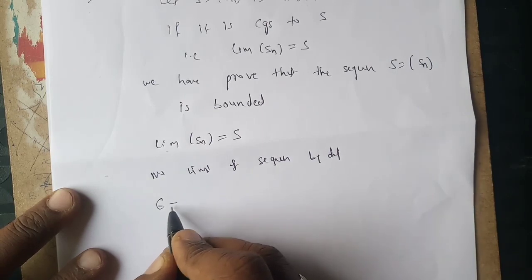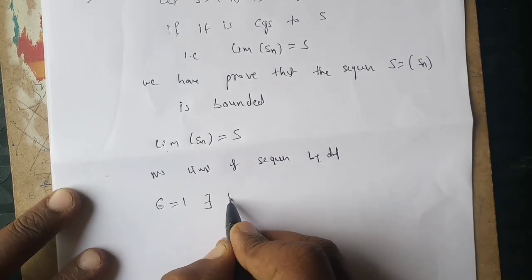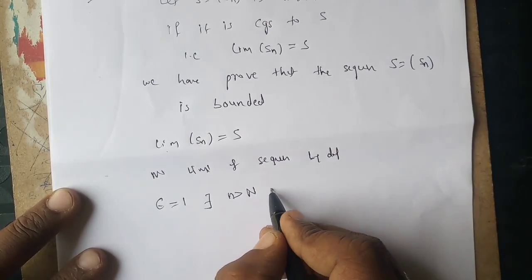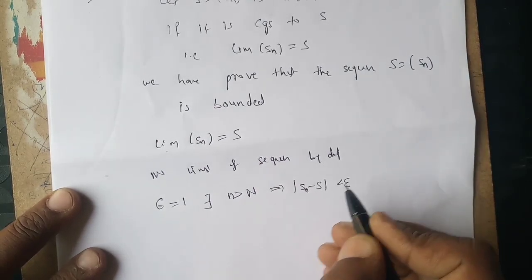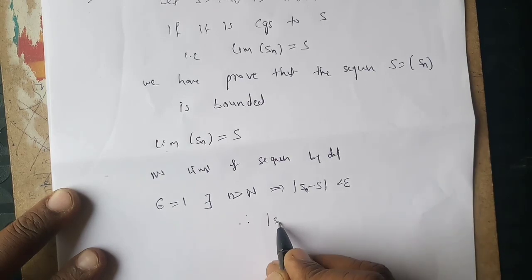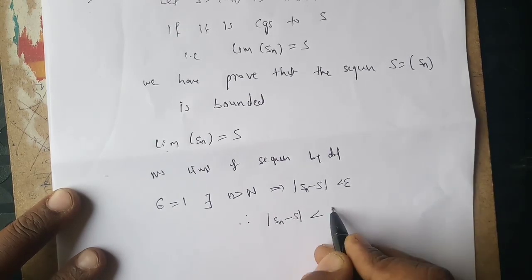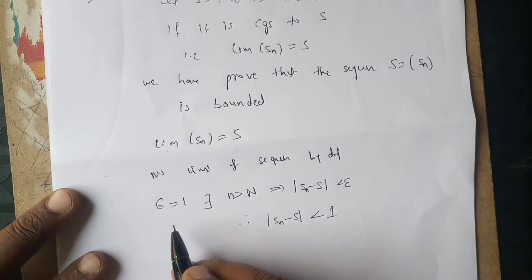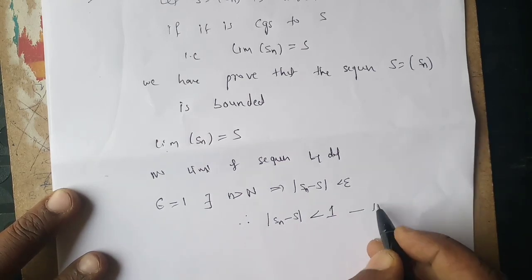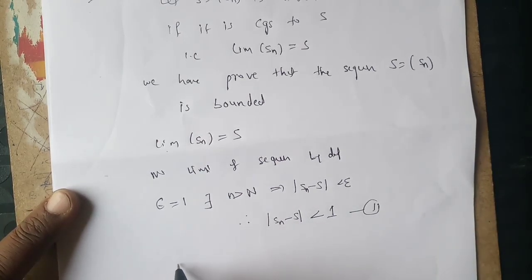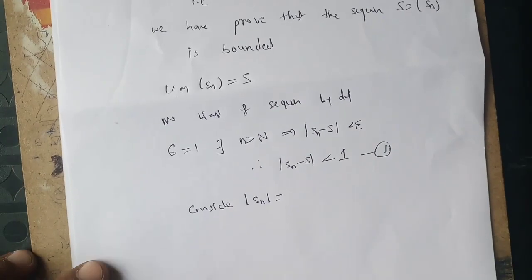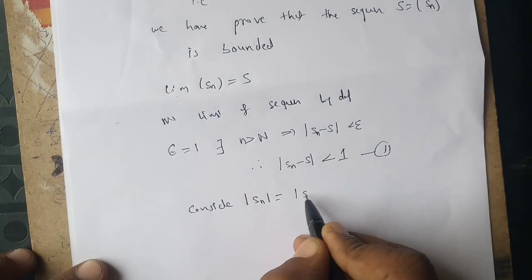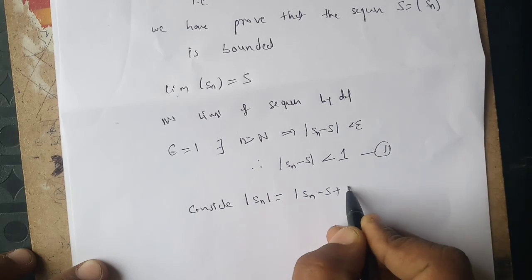for epsilon equal to 1, there exists n greater than N such that mod Sn minus S is less than epsilon. Therefore mod Sn minus S is less than 1. Why? Because we take epsilon equal to 1. This is equation 1. Let us consider Sn, written in another form, that is Sn minus S plus S.